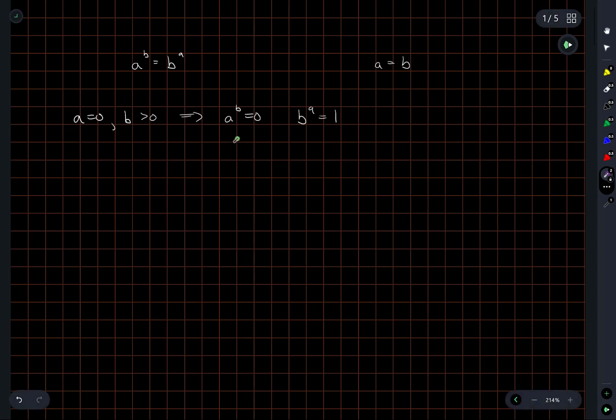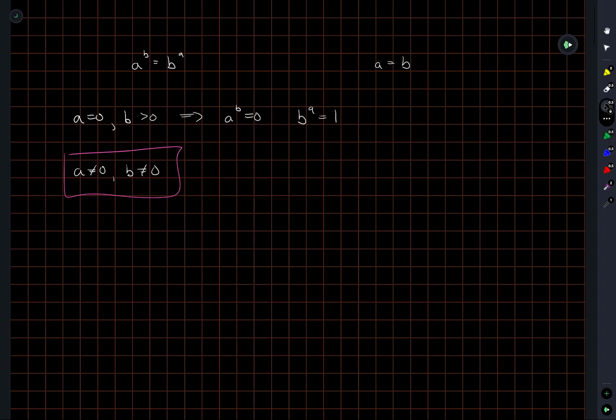We can also rule out b equal to 0. 0 to the 0 we'll assume is undefined. If a is 0 and b is negative, again, we have something undefined. So neither of them can be 0. All right, so what do we have here? We definitely have a not equal to 0 and b not equal to 0. This is certainly true, so we can forget about zeros now.